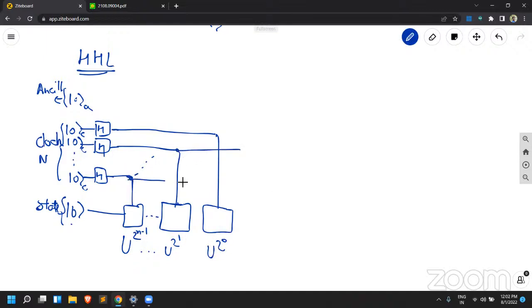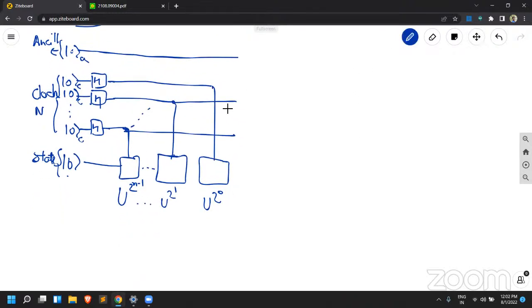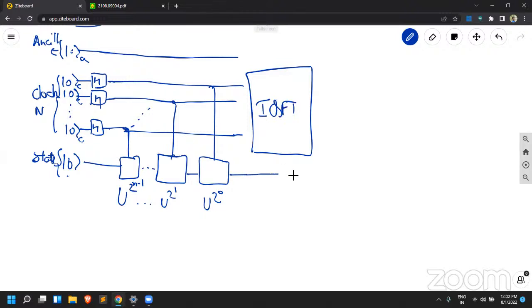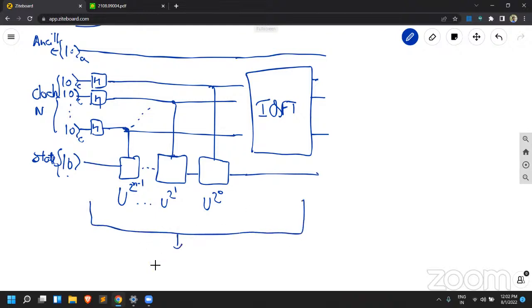So this is the second part. This is known as the phase kickback. And then we have to have an inverse quantum Fourier transform over here. So we apply IQFT, inverse quantum Fourier transform. Okay, so this whole part is only the first step of the algorithm.